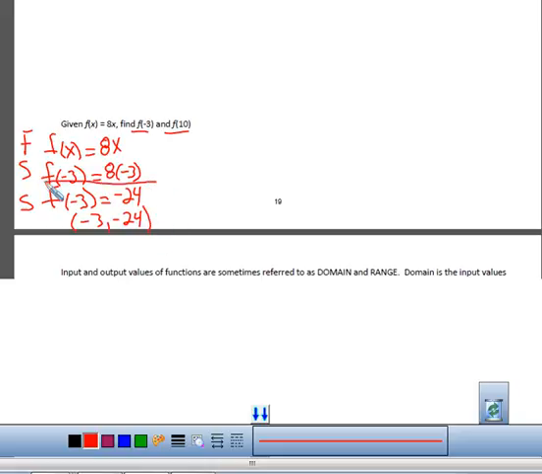So either of these bottom two is the appropriate way to answer this problem. Either f of negative 3 equals negative 24, or negative 3, negative 24. All right, one more time. This time our f of x is going to be 10. So we substitute our input of 10.